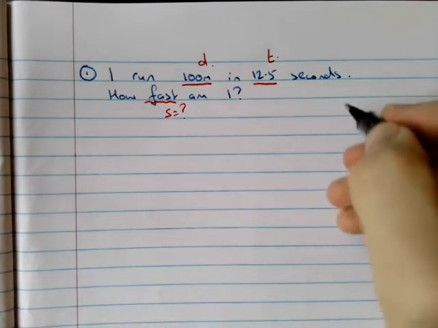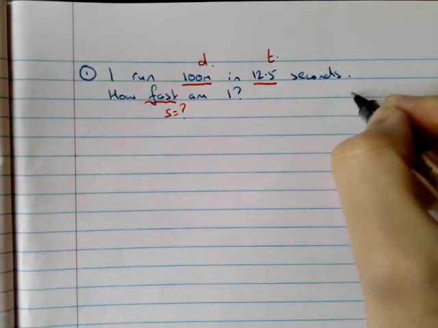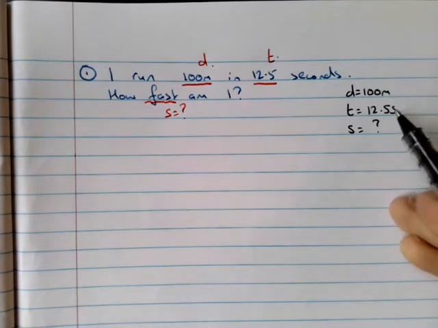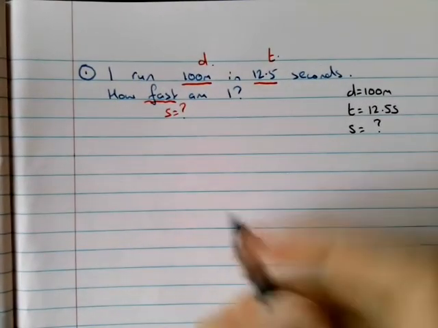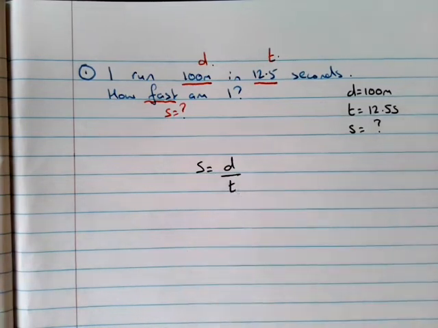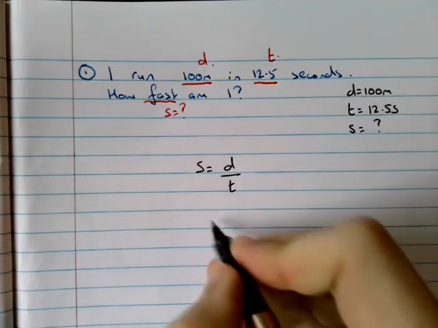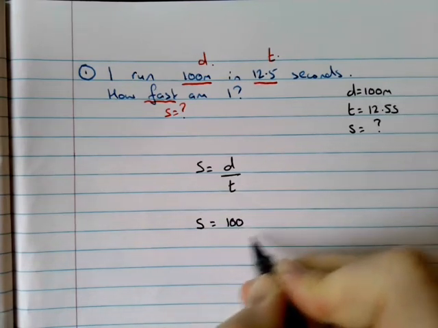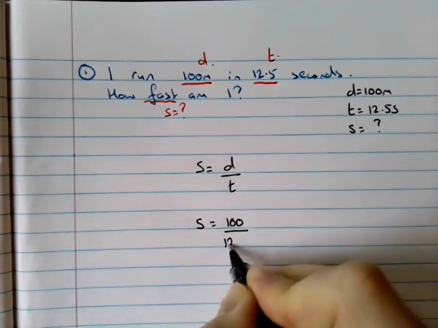Okay, so if I write those numbers down, I can see that my distance equals 100 meters, my time equals 12.5 seconds, and the speed is what I want to know. And it's really important that you remember the units for these quantities. Okay, so then we write out the equation. The equation is speed equals distance divided by time. Then I'm going to put the numbers into the equation. I don't know what the speed is, so I'm going to leave that as an S. The distance is 100, and the time is 12.5.